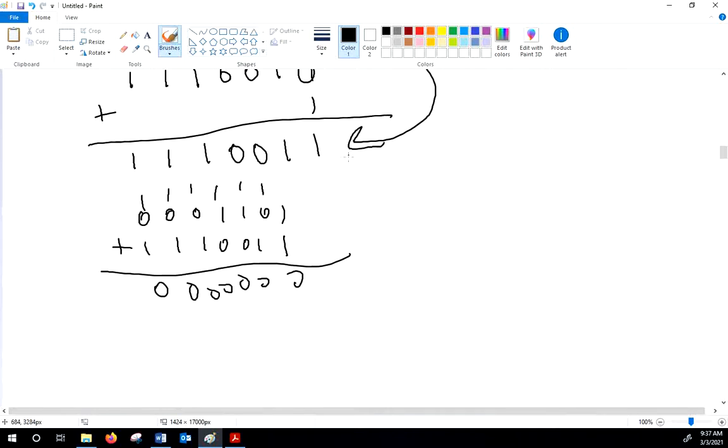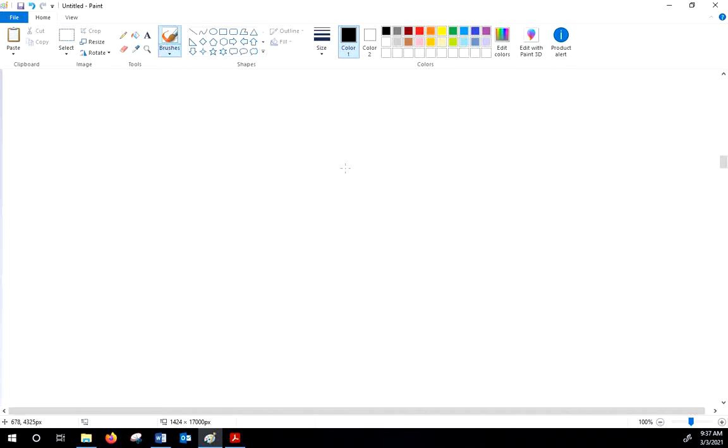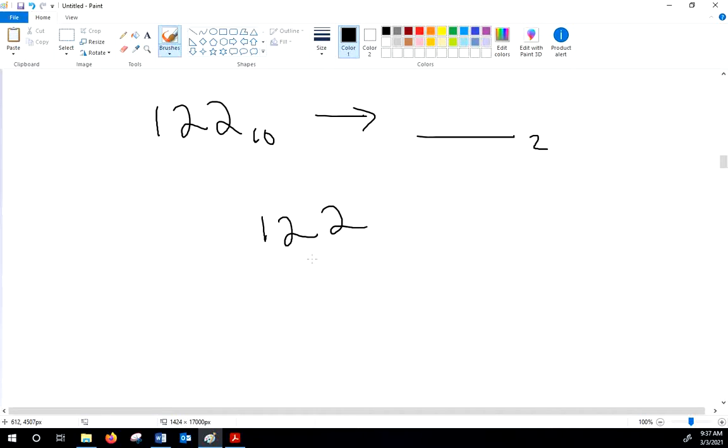All right. Now that we know that, the last thing we need to discuss is how do I take a decimal number and convert it to a binary number? So let's do that. We're going to take the number 122 in base 10, and we're going to convert it to some other number in base 2. This process is really simple. You simply take the number, and we divide it repeatedly by 2, and we use the remainders.